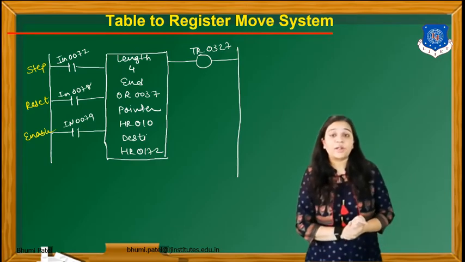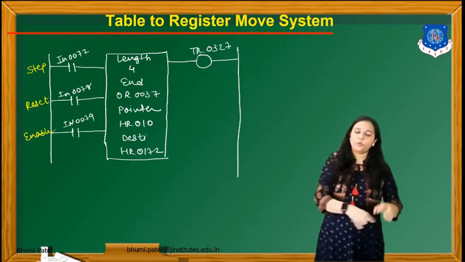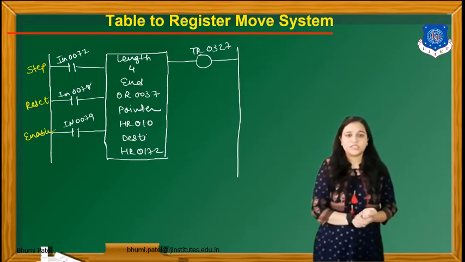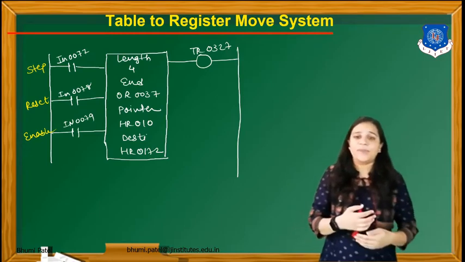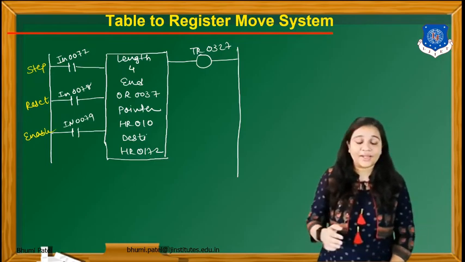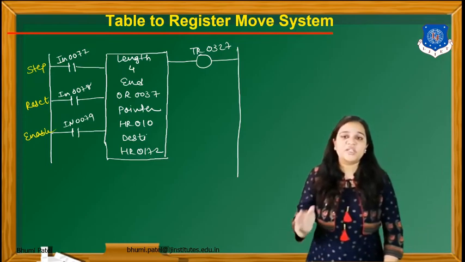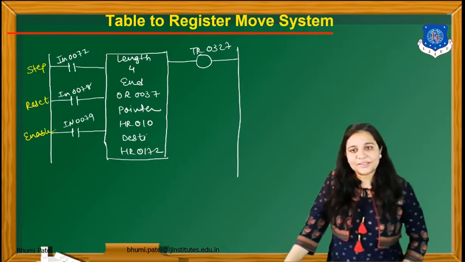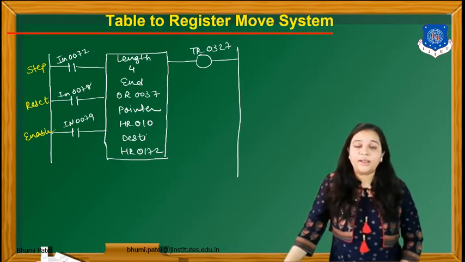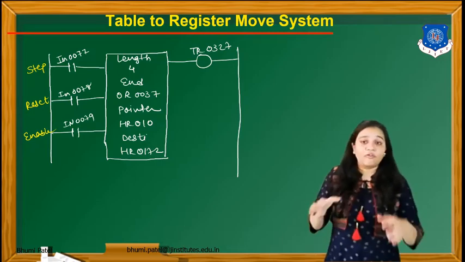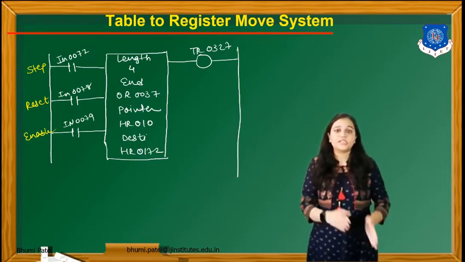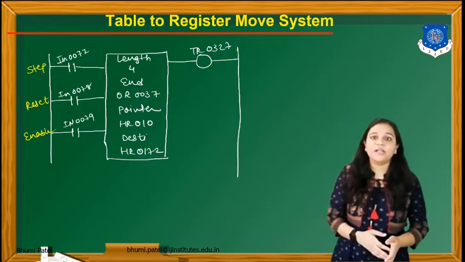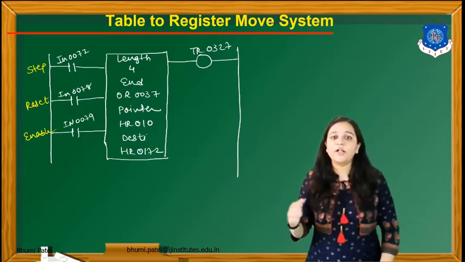If we have to transfer data for this particular register, then during program execution we know which number of data will be sent for this particular register. So the pointer is important, and then the destination: at what destination address we have to send the data from table to register.